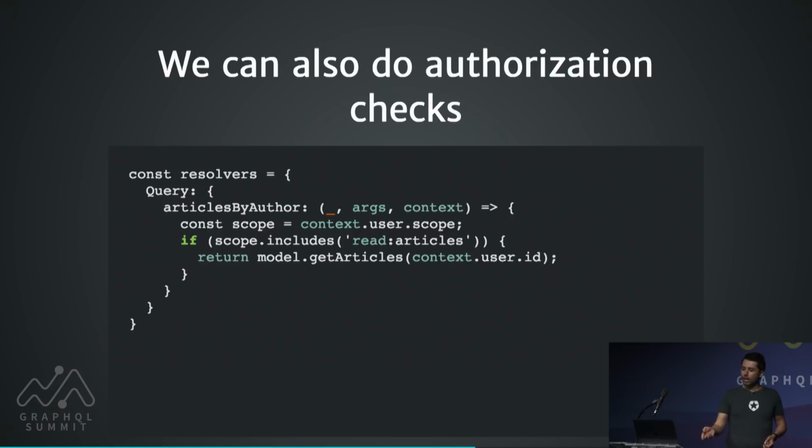Then, in our resolvers, we can go and check for those scopes. So in this case, if the user has a scope of read articles, then they're good to go. But if not, we're going to do something else.